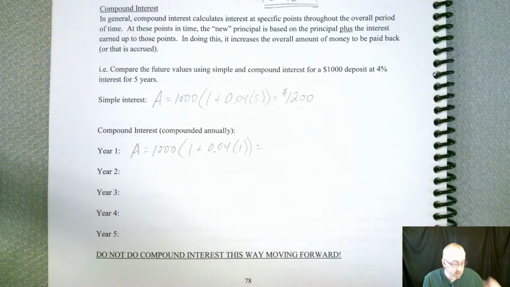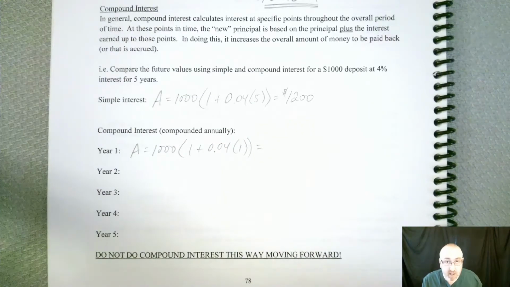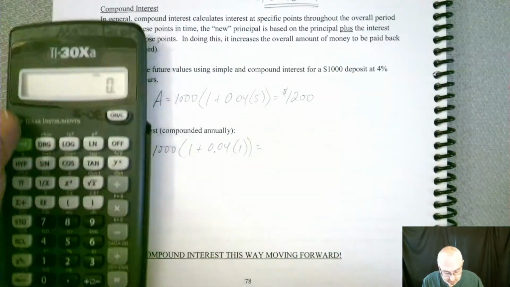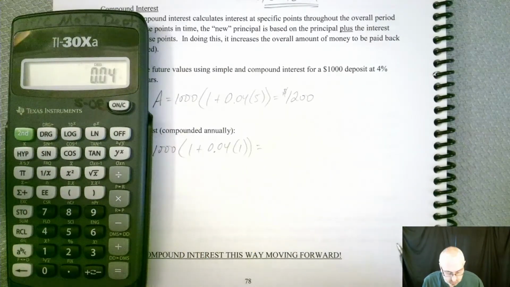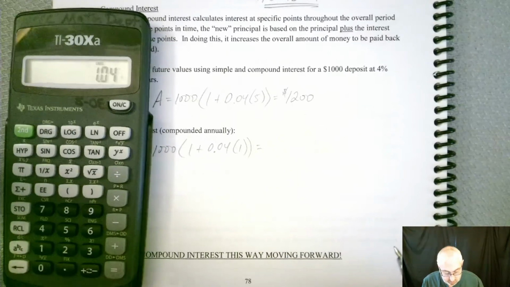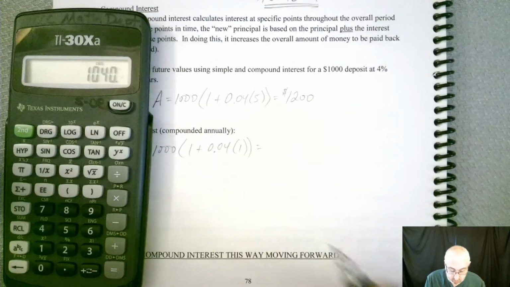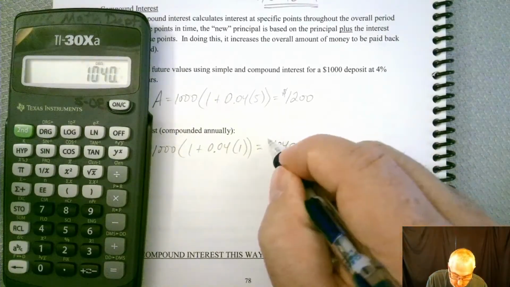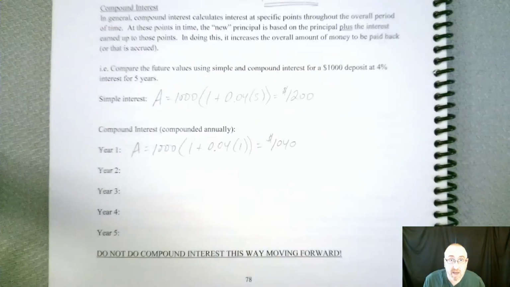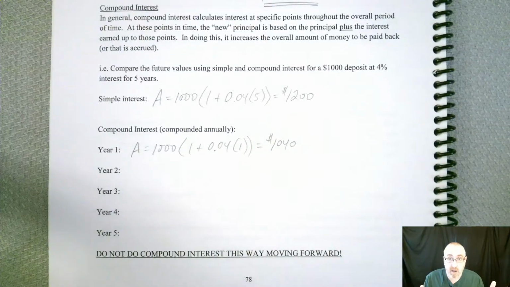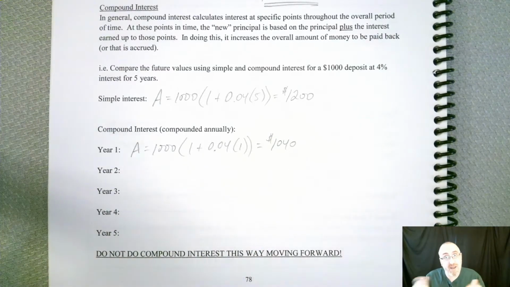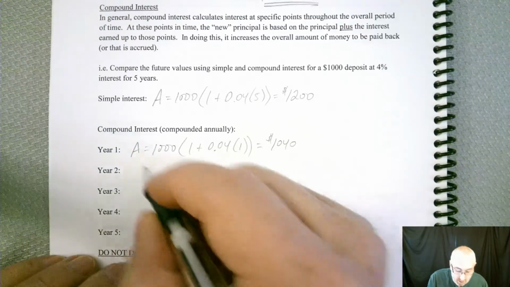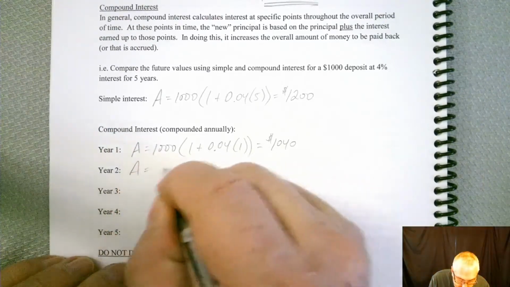So if we do it for 1 year, now we should get $1,040, but let's just double check it. So we got 0.04 times 1, which is 0.04, plus the 1 equals that, and then times the 1,000. So we get 1040. So after 1 year in that 5-year lifespan, it's already bumped the principal for the next year up to $1,040. So that's what we're going to actually take and put here.